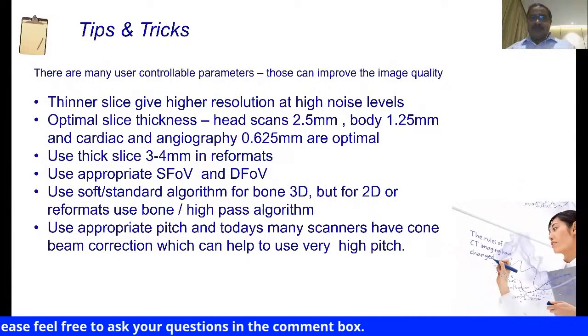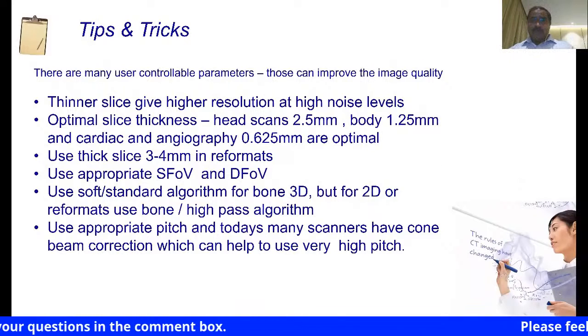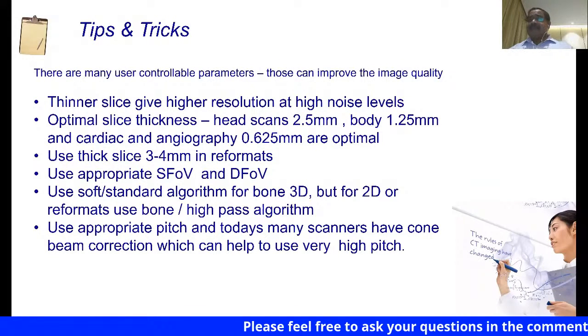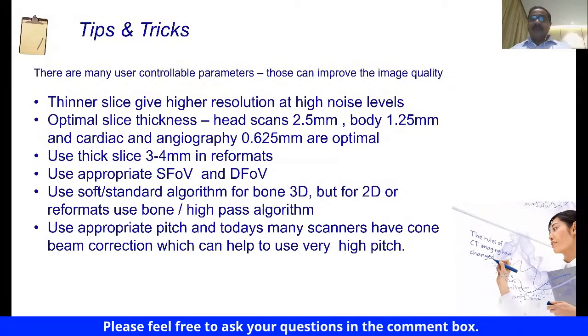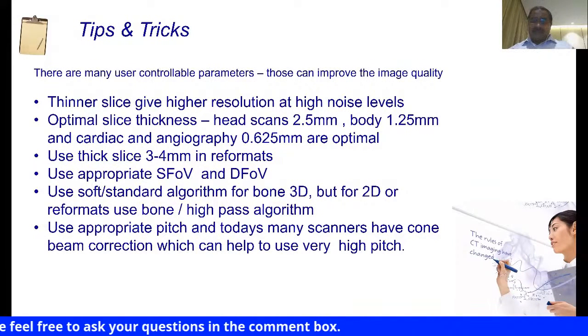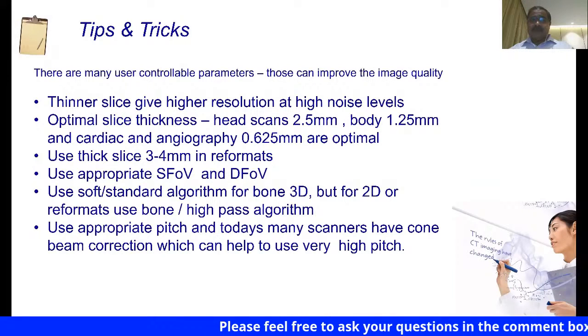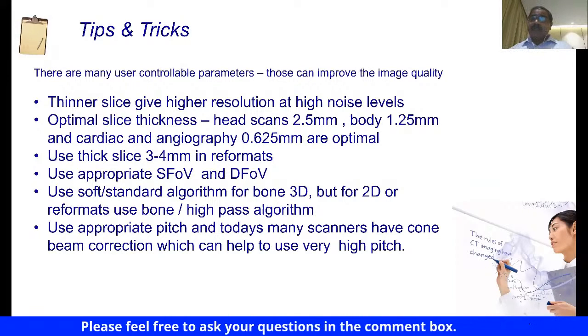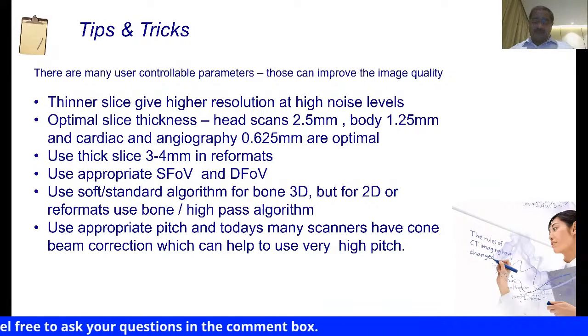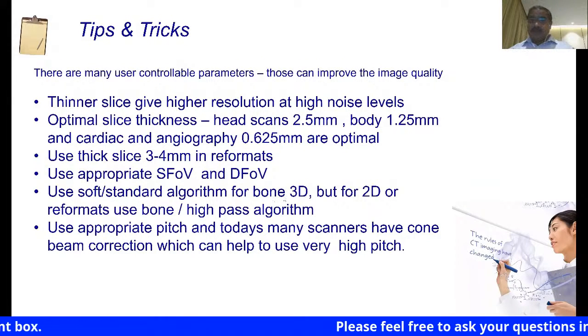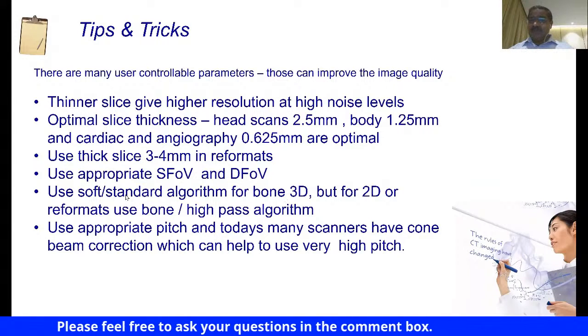Just to summarize what you have seen so far: thinner slices will help you improve the spatial resolution, but of course at higher noise levels. Optimal slice thickness is essential and depends on the clinical task. Thicker slices improve low contrast detectability, or low contrast resolution, as well as reduce the noise. Use of appropriate scan field of view and display field of view is very, very important. Whenever you are doing a 3D, use soft or standard algorithm for creating a bone 3D. Once again, I repeat, if you want to get a bone 3D, please don't use bone algorithm, use soft or standard algorithm.